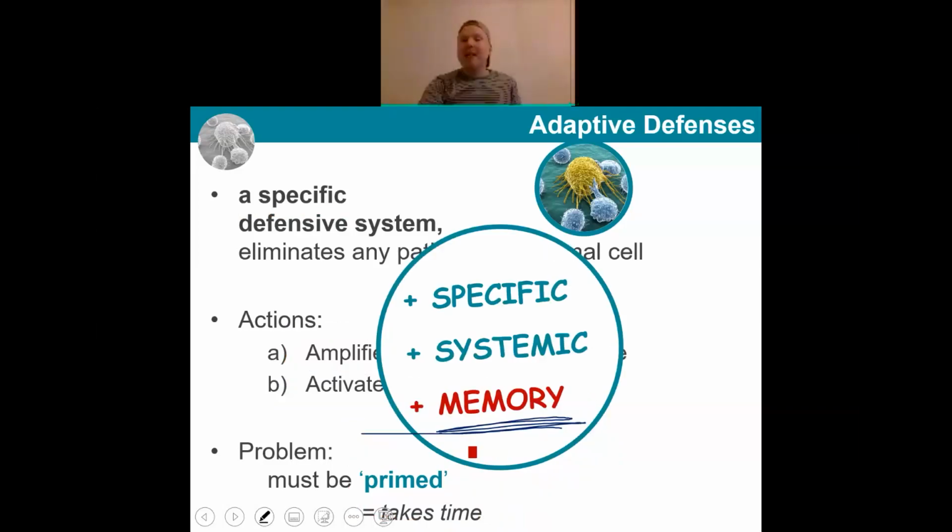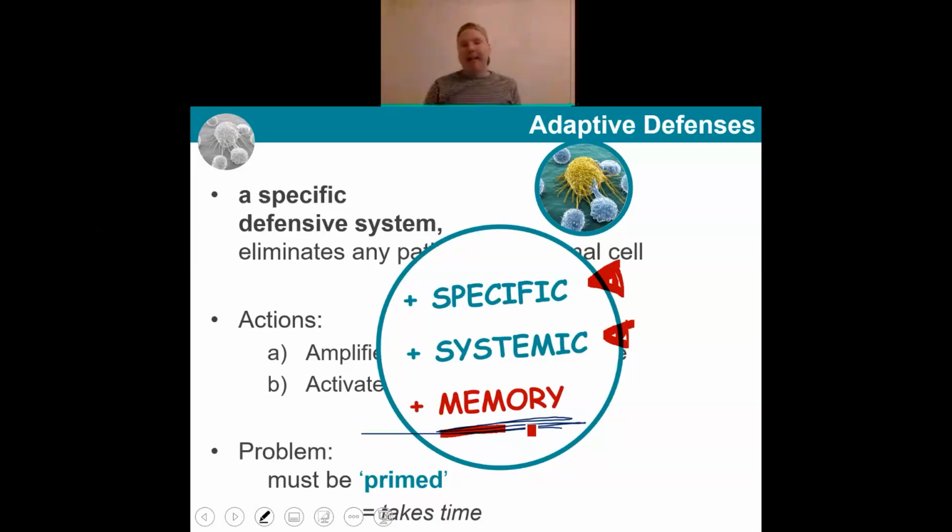So it was very specific, so it can deal with particular pathogens much more efficiently. It knows what works really well for getting rid of this pathogen. And in addition, unlike our innate immunity, which acted only on one side, think of the inflammation, which was only on one side of your body, adaptive immunity works in all parts of your body all at once. So it's systemic. It works throughout your entire body at the same time. So those are good things.